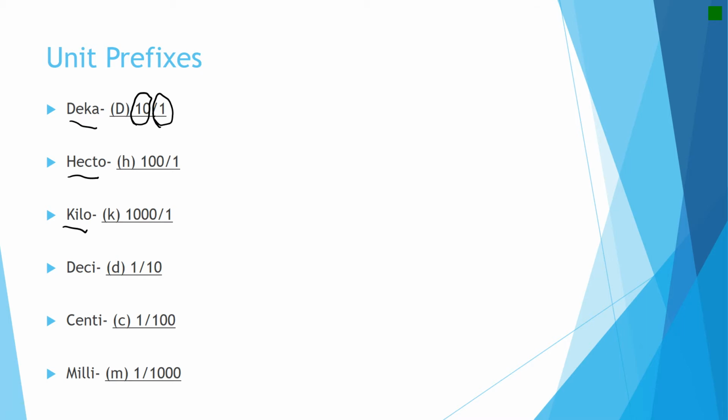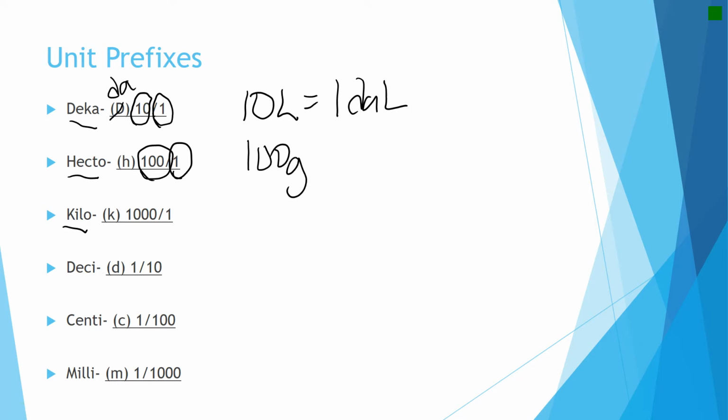So let's say my unit, and it should be da. Let's say my base unit is liters. What it's saying is that we have 10 of my base units, so 10 liters is equal to 1 decaliter. We have hecto. With hecto, there's 100 of your base units for every one of your prefix unit. So what that means is I've got 100 grams for every one hectogram. Hg. Then we have kilo.